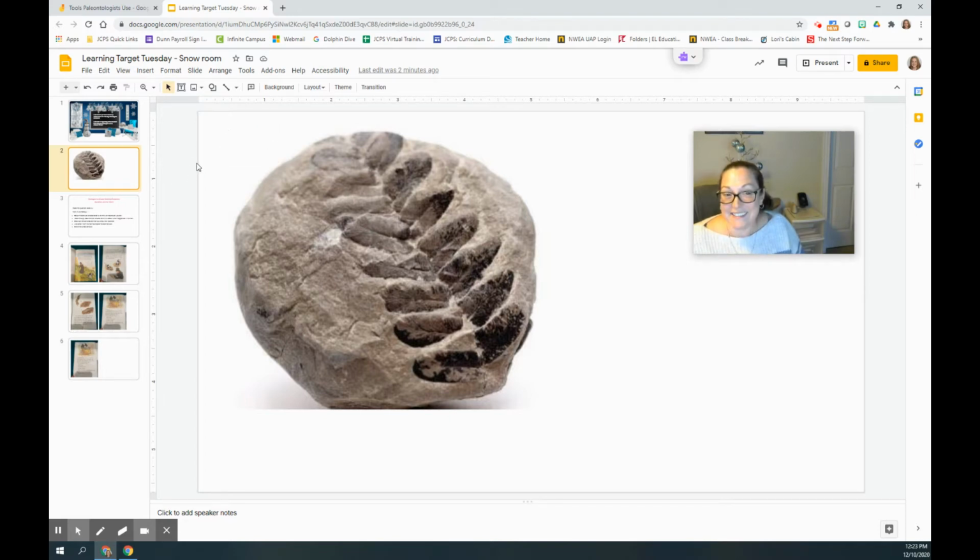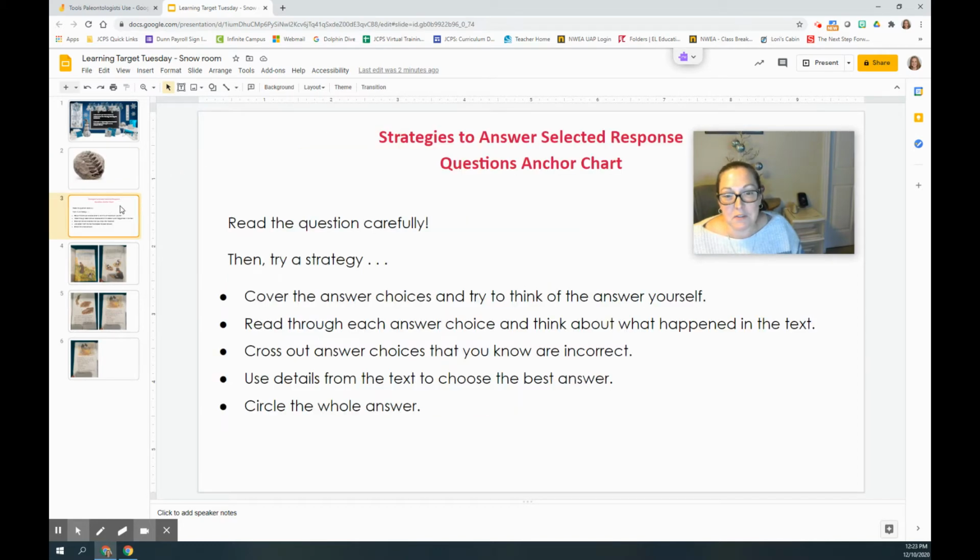Pretty cool. Okay, so before I can start reading this new book to you, remember you're going to be answering multiple choice questions today, just a couple about it. And when you do that, I want you to read the question carefully and try a strategy. Maybe you'll cover the answer choices and try to think of the answer yourself before you look and see what the choices are. You should always read through each answer choice and think about what happened in the text. And then cross out any answer choices you know can't be it, mark them out. You want to use details from the text to choose the best answer.